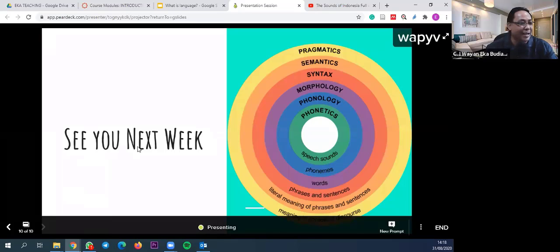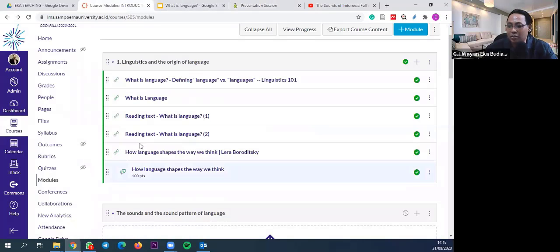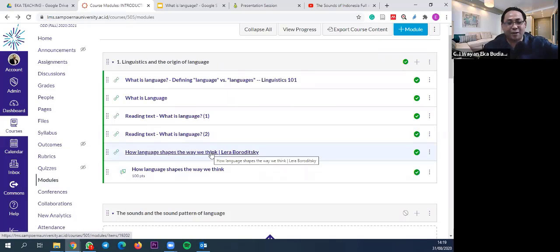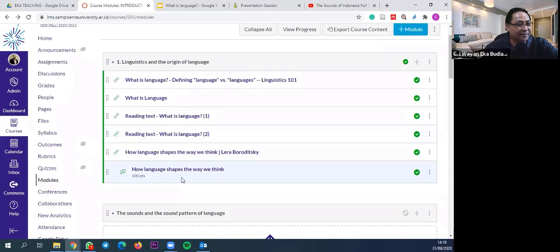This is all the key points. So not next week, still this week actually. We would like to have a look, and you can also look at these readings, parts of the materials besides the one that I shared with you in the textbooks. There's a TED talk about how language shapes the way we think. That's also something you need to look at for the next meeting. And I want you to write down a reflection on how language shapes the way we think.